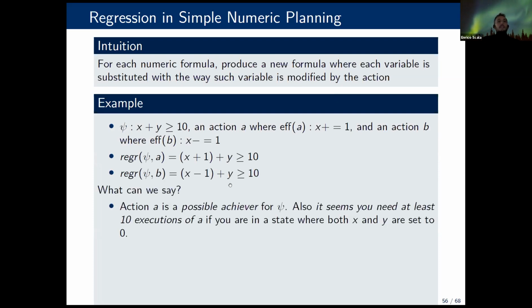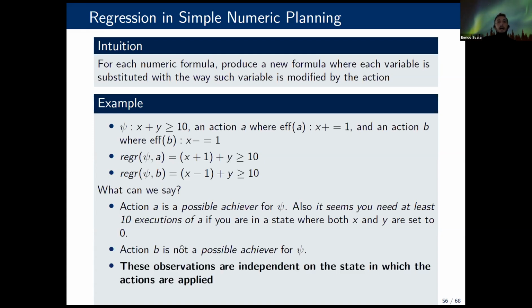So what can we say? We say that action A is a possible achiever for this formula, which is a little bit different with respect to the classical case. And also, it seems that you need at least 10 executions. If you are in a state where x and y are 0, you need 10 executions of A in order to get this formula satisfied. While for action B, this formula tells us that action B is not a possible achiever for psi, and it can never be an achiever for psi. So this regression finds some kind of necessary condition for an action to be considered an achiever. And these observations are independent of the state in which the actions are applied.